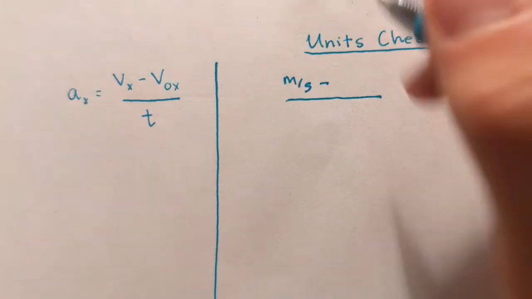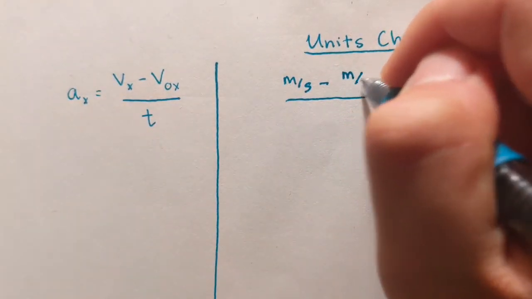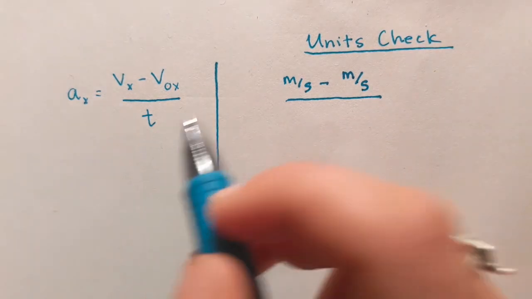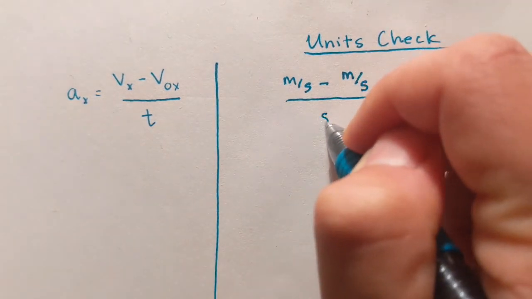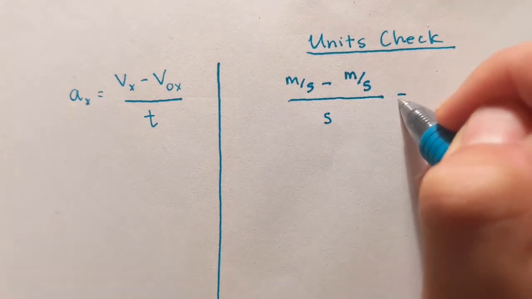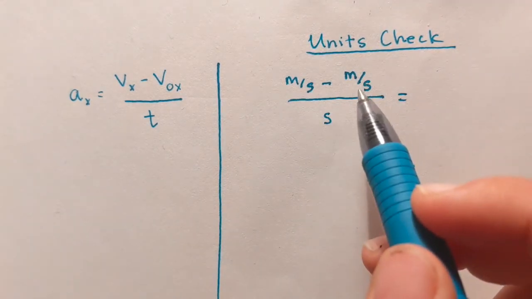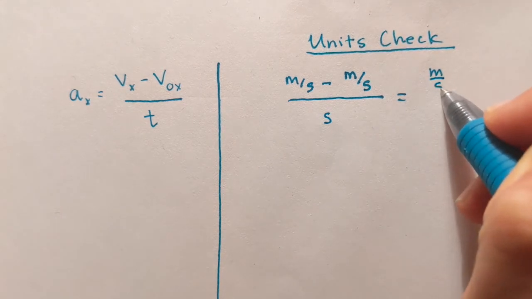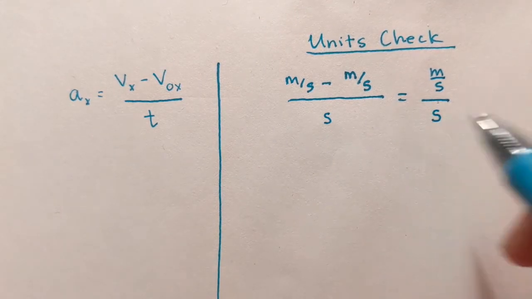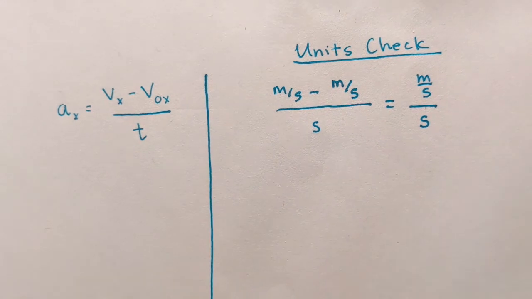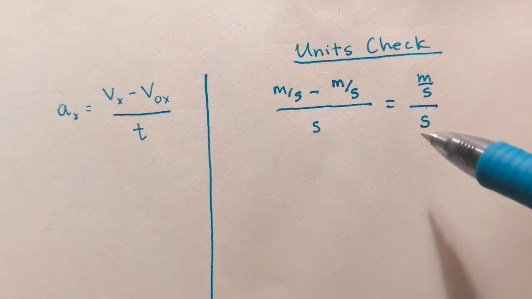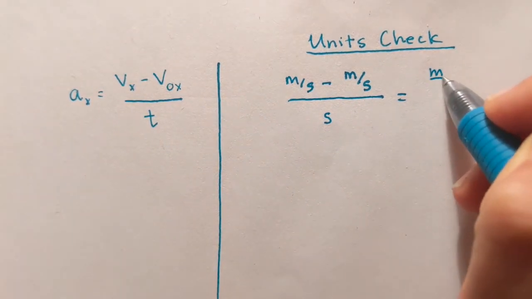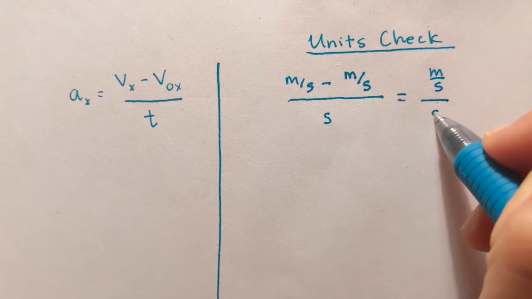V naught x is also a speed, also measured in meters per second, and t, time, is measured in seconds. Okay, so if I subtract two numbers that have units of meters per second, so if I was subtracting 4 meters per second minus 2 meters per second, I'd get 2 meters per second. But here we just care about the units. I get meters per second on top and seconds on the bottom.